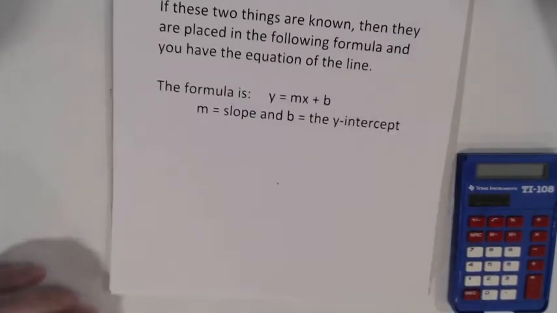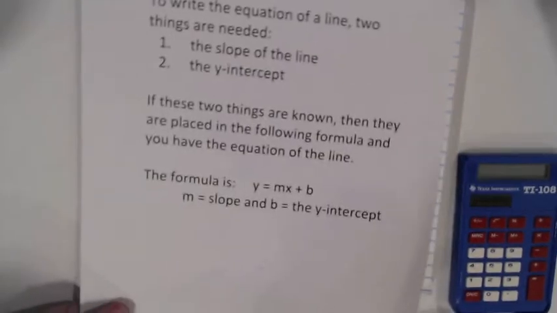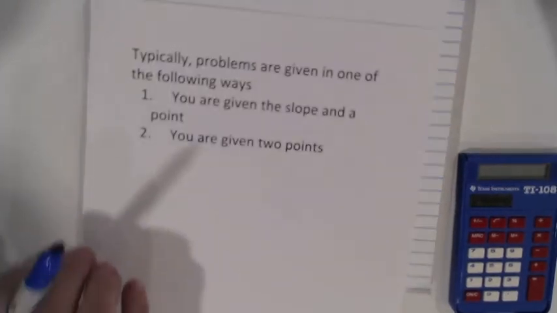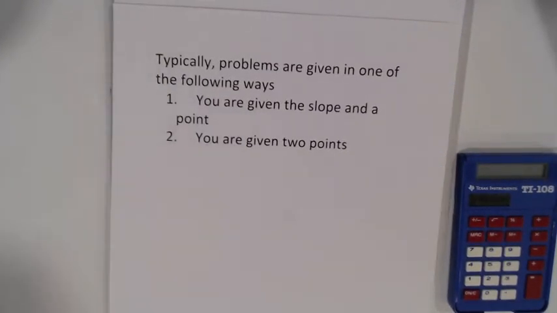The next two videos are going to go over typically how these equations or how these problems are given to students. And typically they're given in one of two ways. One, you're given the slope and a point that's on that line. That means the point's not necessarily the y-intercept. Next video is going to go over how to use this formula to write the equation when you're given the slope and a point. Video after that is going to be how to find the equation of a line when you're given 2 points.